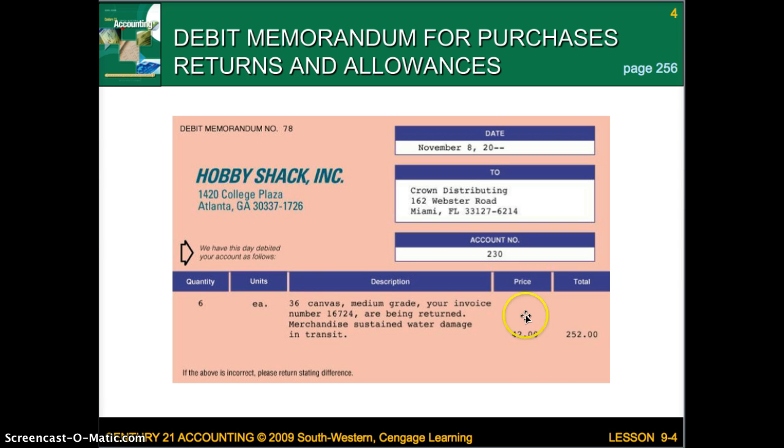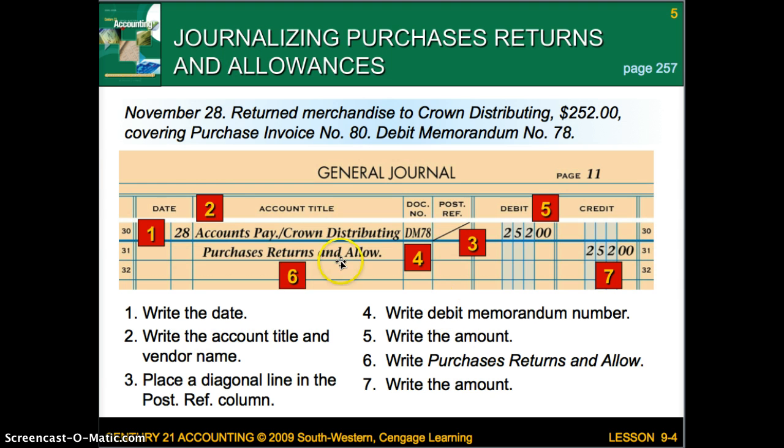Each unit is $42, so our total is $252. So we returned merchandise to Crown Distributing, $252, covering this purchase invoice. We need to write the date. We need to write the account title, which is our accounts payable, what we should be paying them. Accounts payable is usually credited, right? But we need to put money back in there because we are no longer owing them $252.